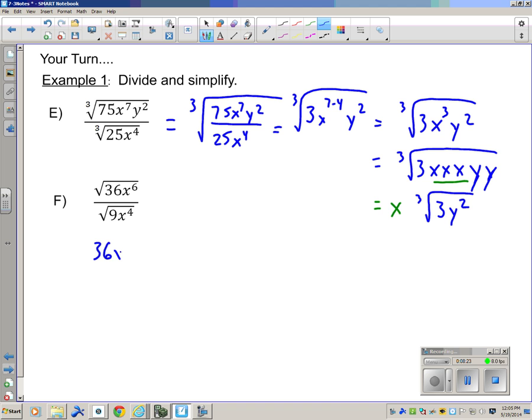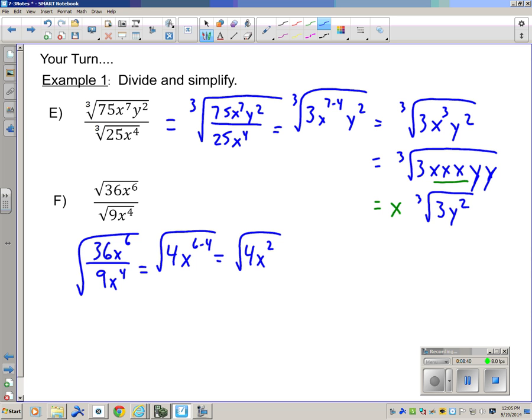Put this all together into the square root this time. So 36 divided by 9, there's 4. And then I get x to the 6 minus 4. And 6 minus 4, there's 2. So I get x to the 2nd. So I could either find the square root of 4, which is 2, find the square root of x squared, which is x, and say it's 2x.